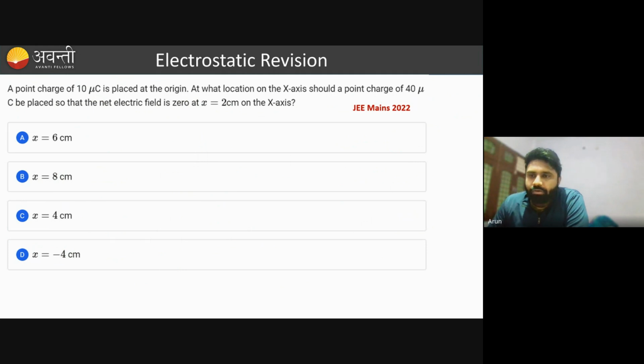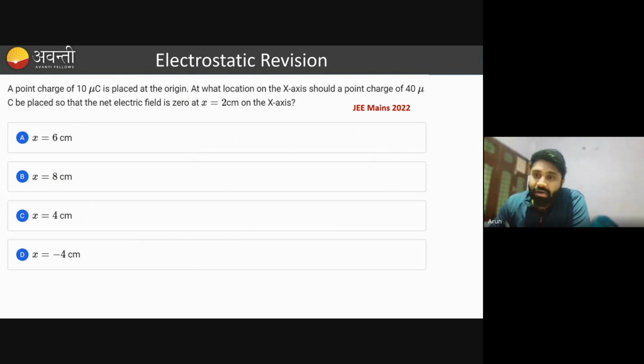Now, the question, try to solve this question. A point charge of 10 microcoulomb is placed at the origin. At what location on the x-axis should a point charge of 40 microcoulomb be placed so that the net electric field is 0 at x equals 2 centimeter?